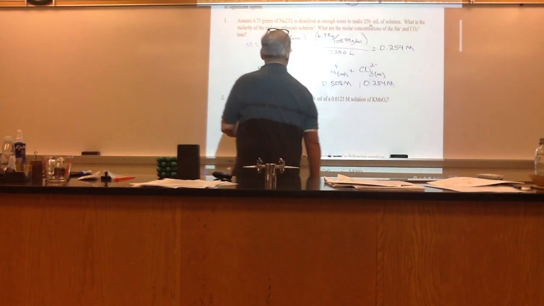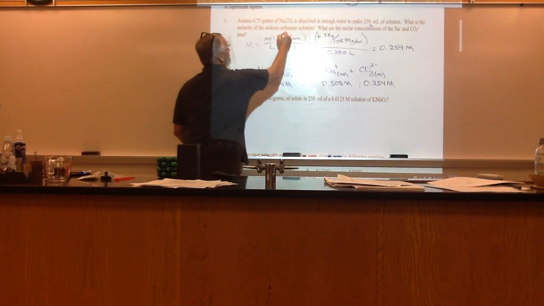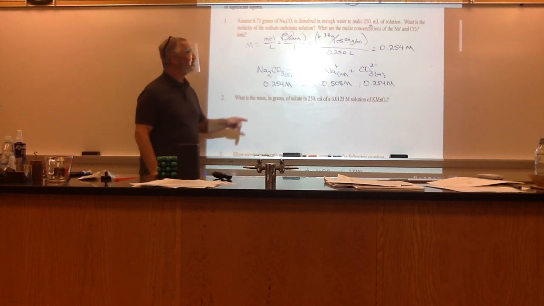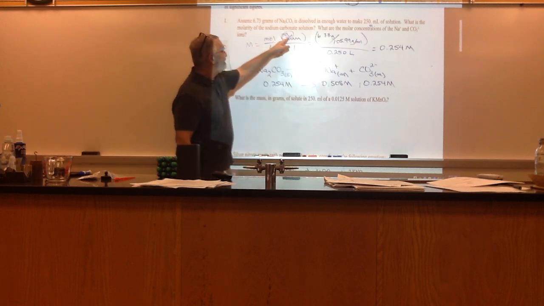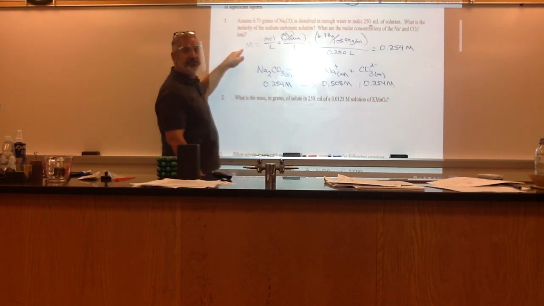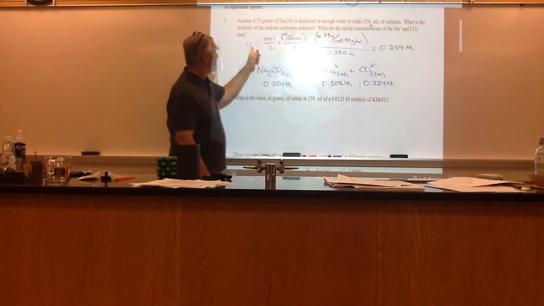What is the mass in grams of solute in 250 milliliters of 0.125 molar solution? So this time, we're solving for grams. So we do our algebra. Molarity is grams divided by molar mass divided by liters. So to get rid of liters, we multiply both sides by liters, right? That's going to leave you grams over molar mass is equal to molarity times liters.